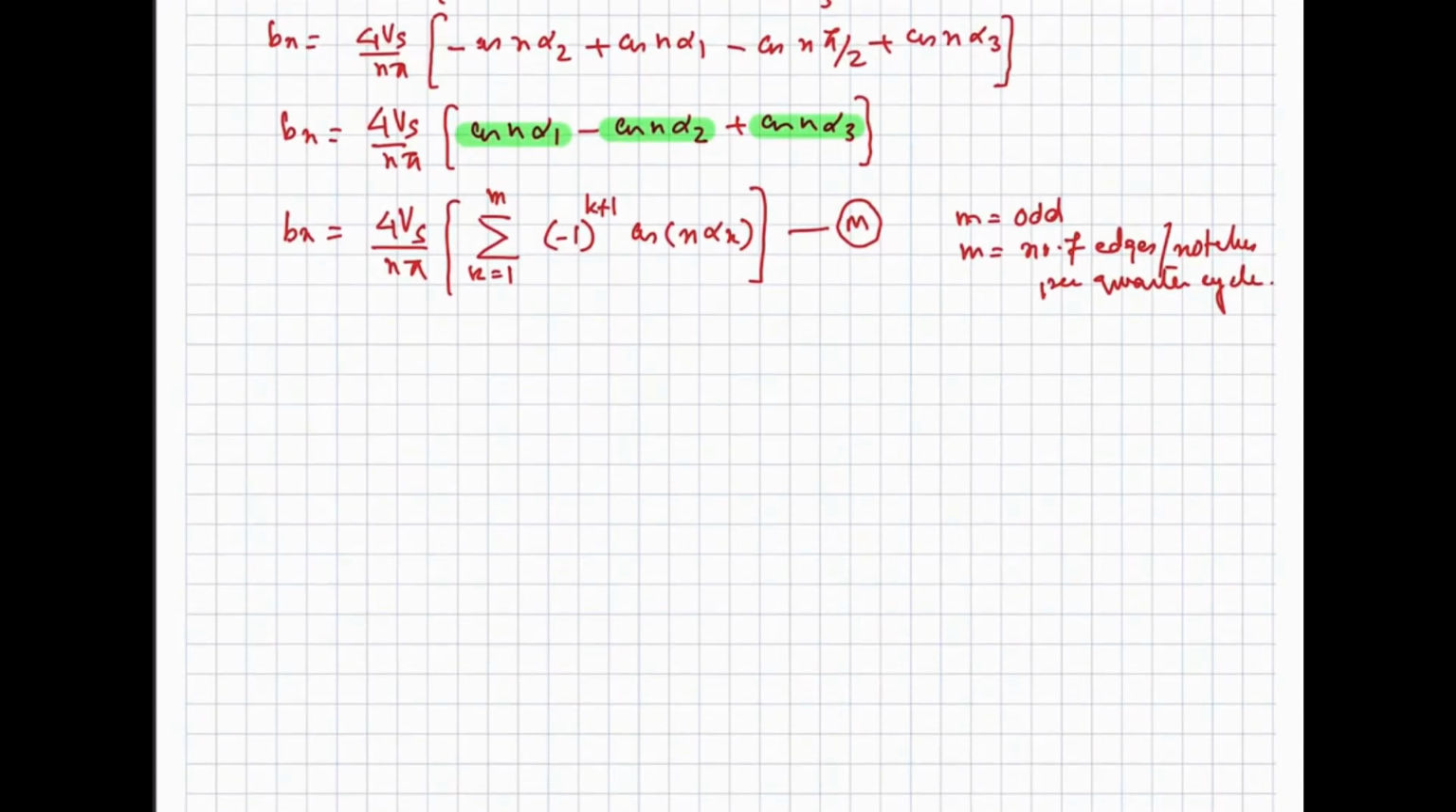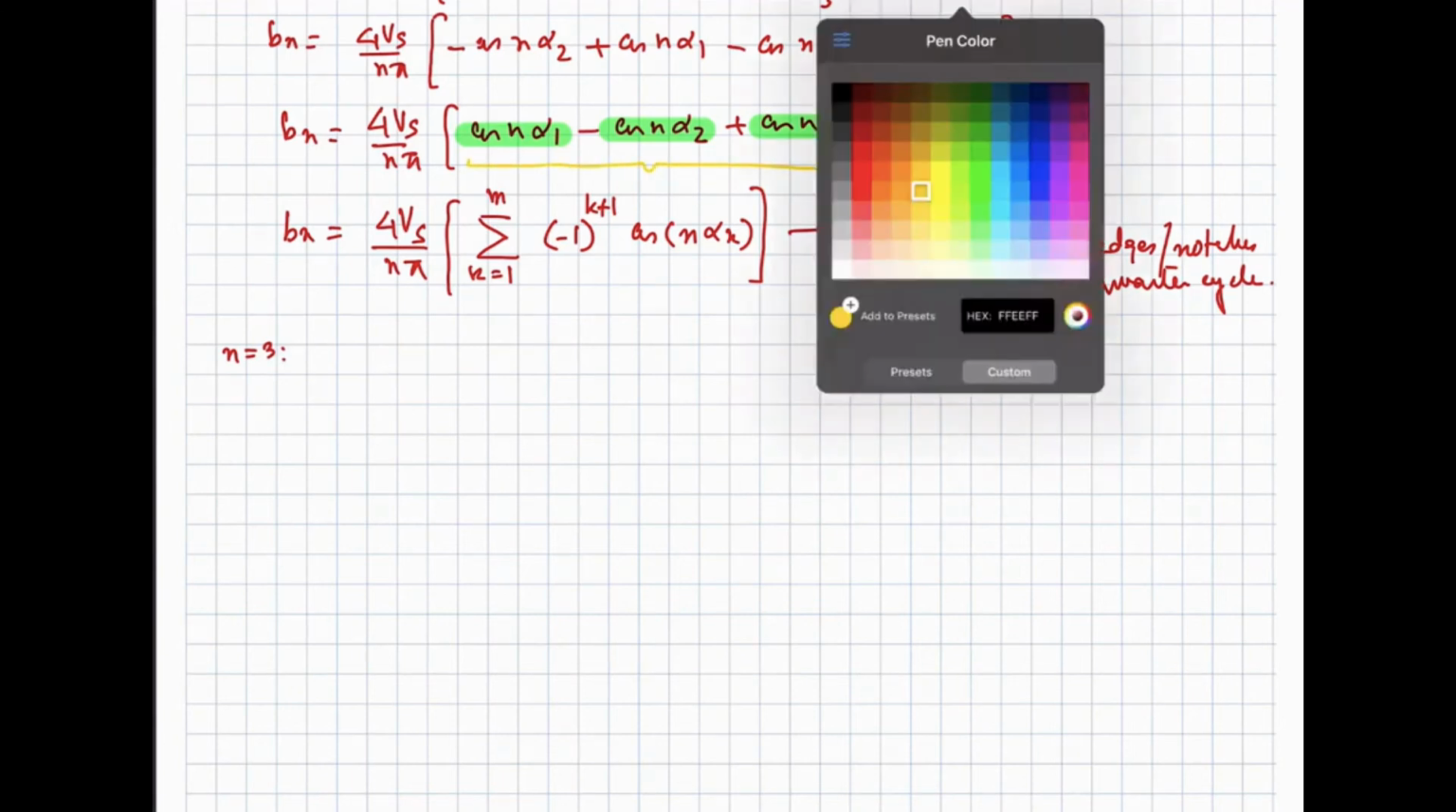Let's suppose that for the third harmonic, n is equal to 3. For that I can say that this part should be equal to 0.